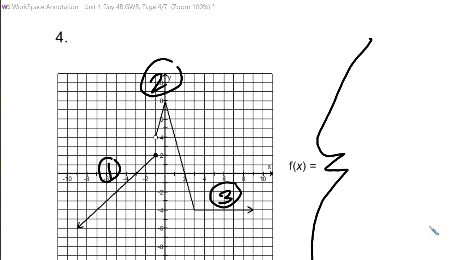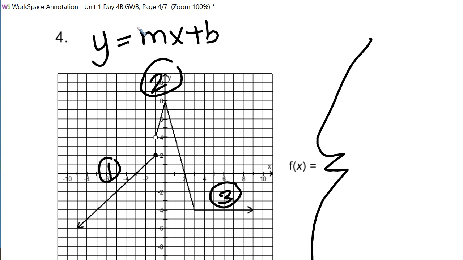Okay, on number 4, segment 1 is what type of function? Linear. So you should have had in slope intercept form y equals mx plus b. So what is the slope for number 1? We're going up 1, right 1, so that would be positive 1. So that would be a 1x, and the y-intercept would hit at 3. So that was x plus 3.